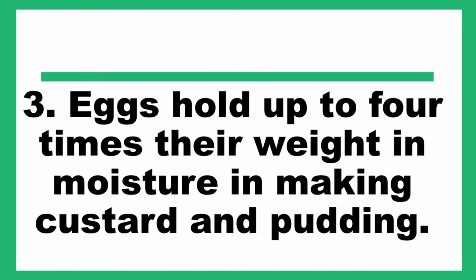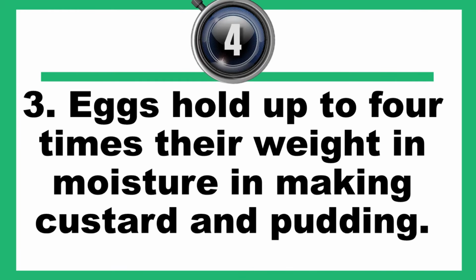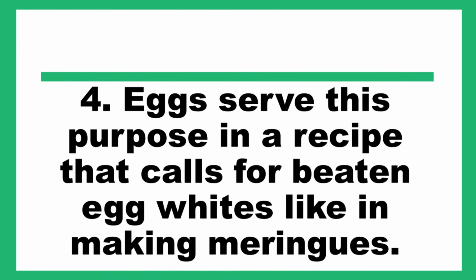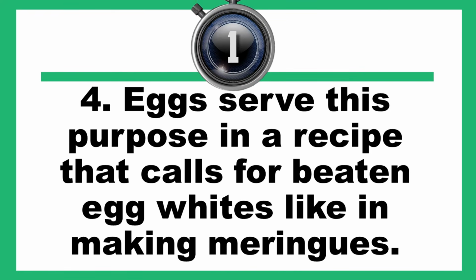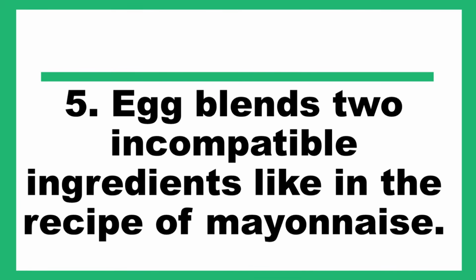Number 3. Eggs hold up to 4 times their weight in moisture in making custard and pudding. Number 4. Eggs serve this purpose in a recipe that calls for beaten egg whites, like in making meringue. And lastly, number 5. Egg blends 2 incompatible ingredients, like in the recipe of mayonnaise.